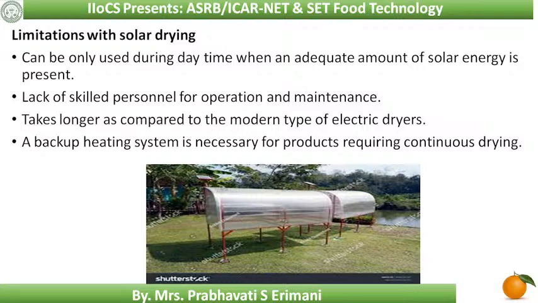These are some of the limitations. Also, a backup heating system is necessary for these products, because once we are into the drying process, it should be continuous irrespective of anything. So some backup heating system should be there; it will not be like only during summer I will do it. In the case of an electric dryer, whenever electricity is available, we can run it 24/7 with no problem. So these are the limitations of solar drying, and along with them we understood the advantages also.